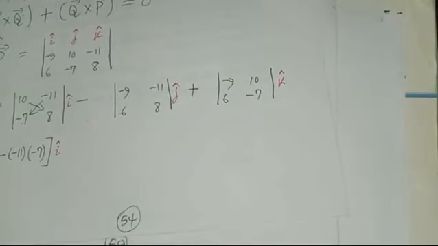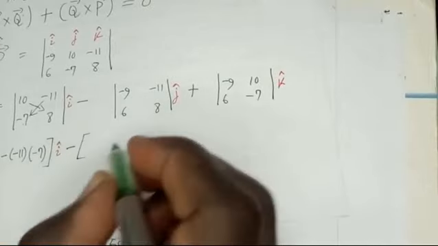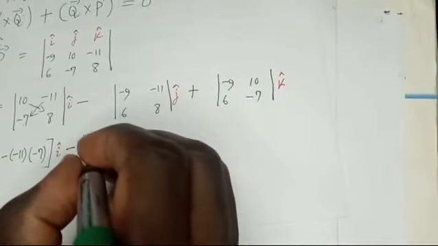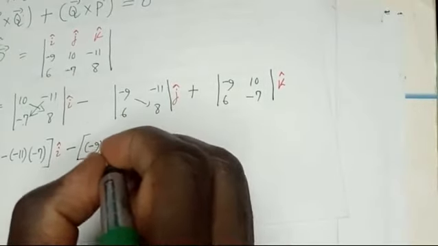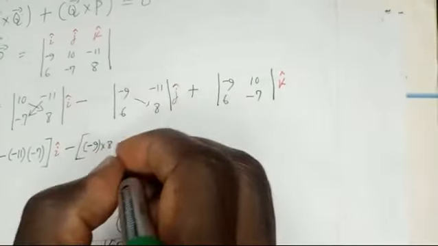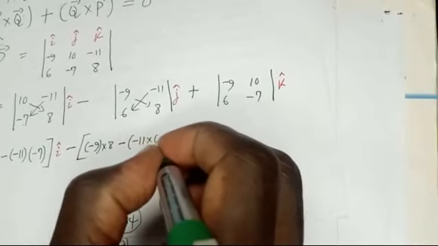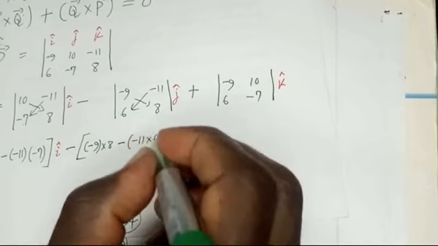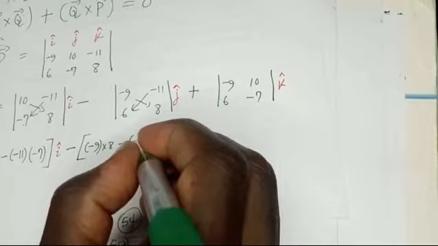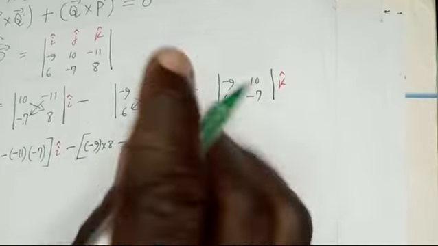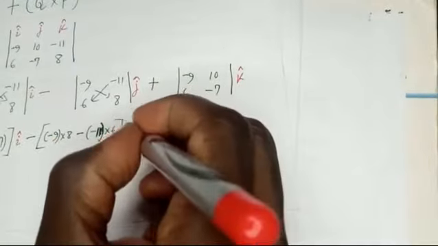Now this is minus, then again I open bracket, minus 9 multiplied by 8, minus negative 11 multiplied by 6. Okay, negative 11 multiplied by 6. Now I close bracket, and this is my J cap.